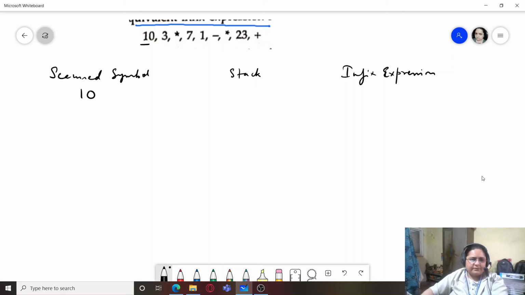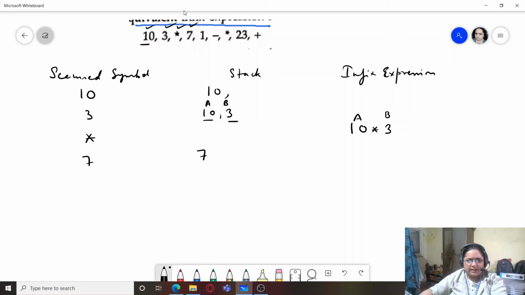So we have 10 first of all. We will take up 10 and it will be simply pushed to the stack. Then we have 3, it will also be pushed to the stack. Then we have multiplication. So now what will happen? These two will be written in this way: 10 multiplied by 3. We will be popping them in this order, A and B, so it will be A multiplication B. Then we have 7.